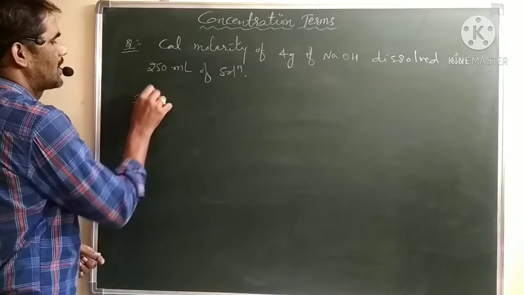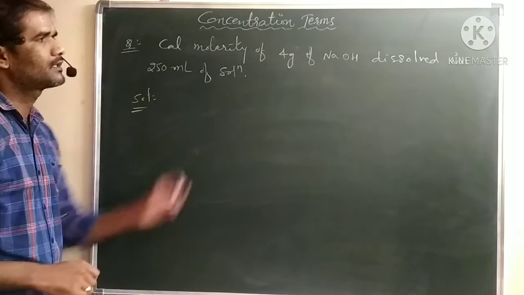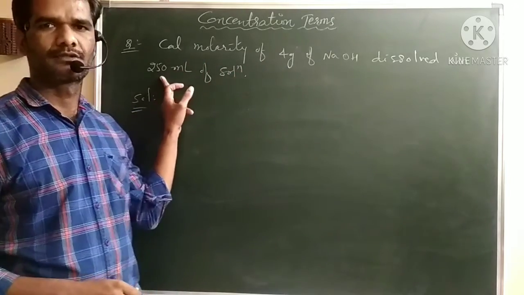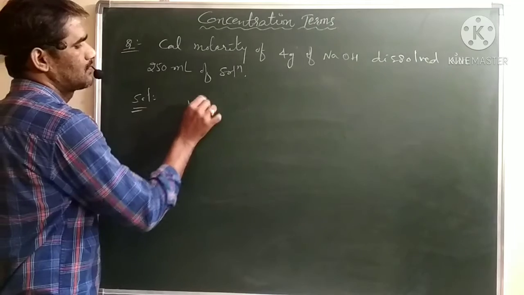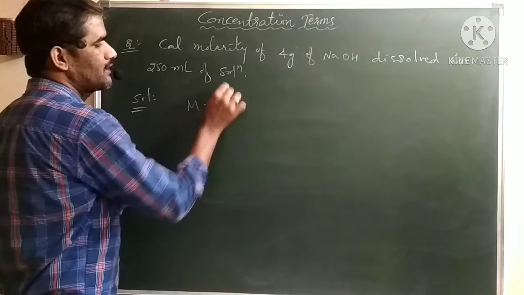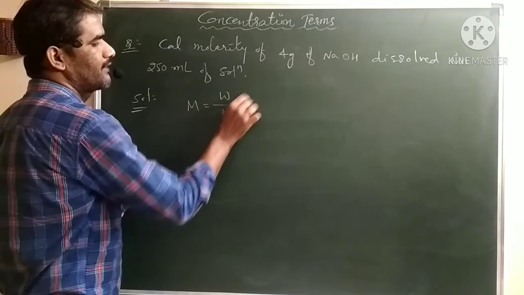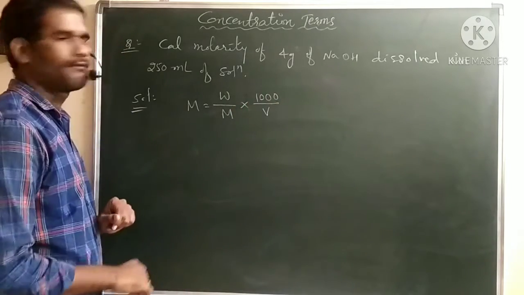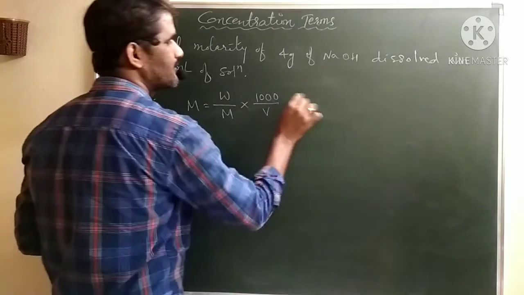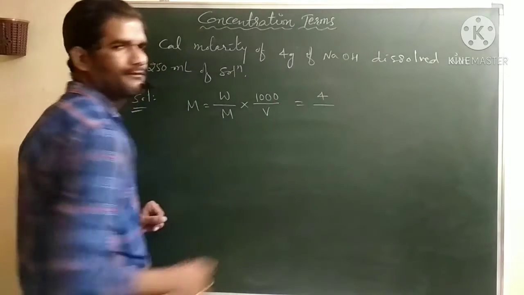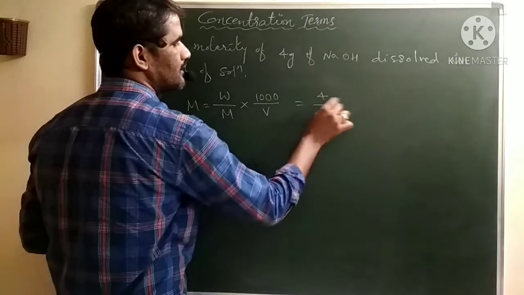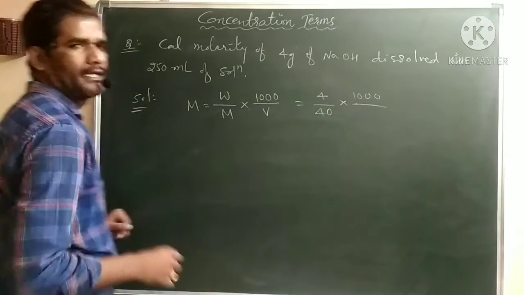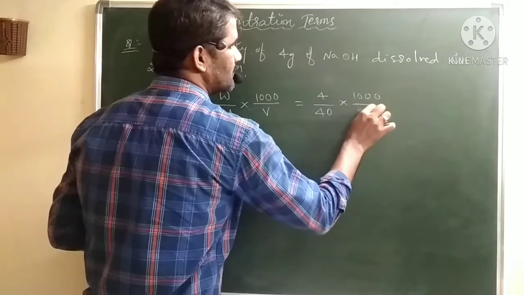So for this molarity, there is a direct formula. Here they give the weight of the substance and the volume of the solution. And what is the formula? Molarity is weight by molecular weight into 1000 by V. Weight is how much? Here it is 4 grams. Molecular weight of sodium hydroxide is 40, into 1000 by, what is the volume here? In mLs, that is 250.